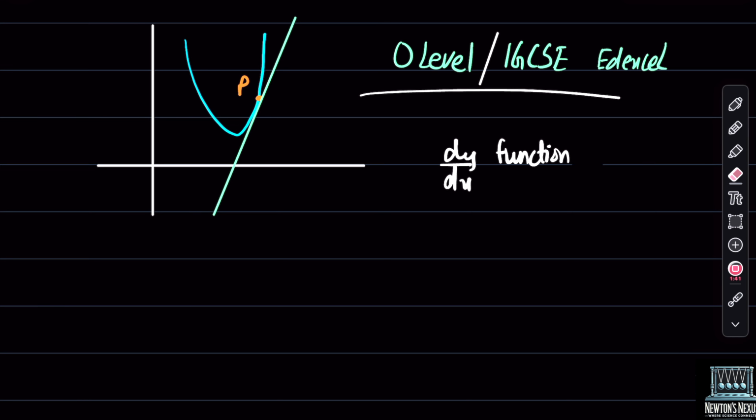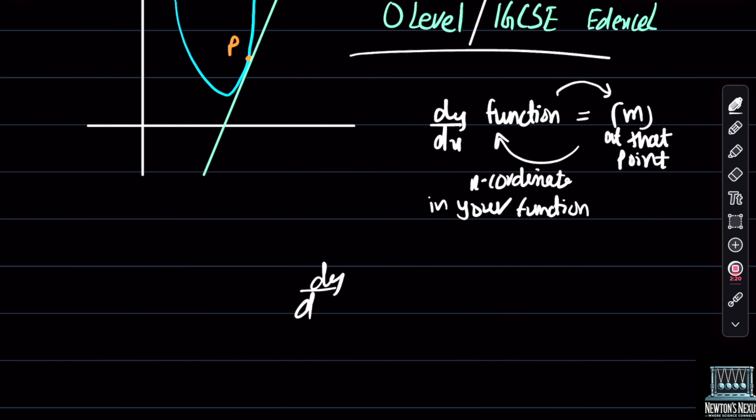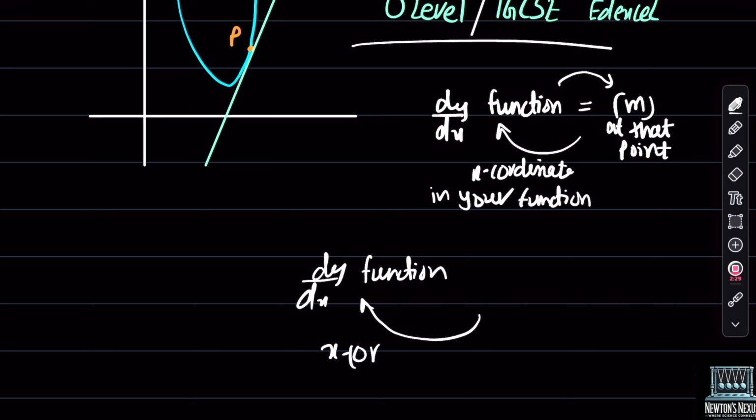And at any specific point at which you want the gradient, you put the x coordinate in your derivative function, and then you get your gradient at that point. So if I want the derivative, or basically the gradient, at point P, I will calculate my derivative function, and then I will plug in the value of the x coordinate of P. And then finally I will get my gradient at P.